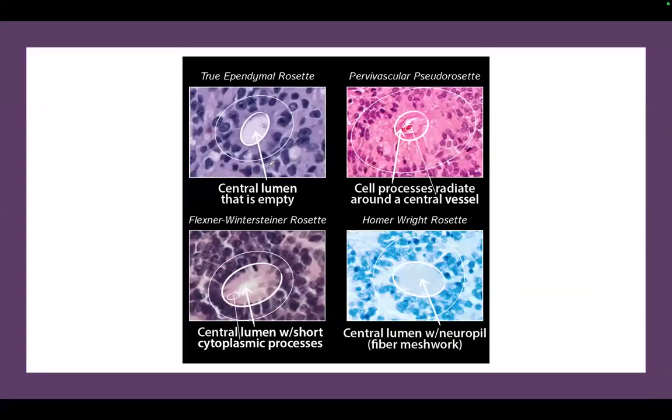Now, tip. We have the true ependymal rosettes. That means there's the presence of a lumen, which is usually empty, and we have short cytoplasmic processes. This is what you see in Flexner-Wintersteiner rosettes. This is retinoblastoma. In Homer Wright rosettes, you're going to see a central lumen with the presence of cells as well as neutrophils. So that is the major difference.